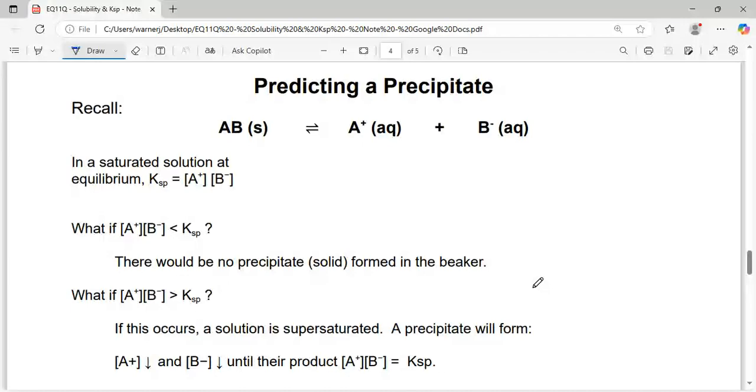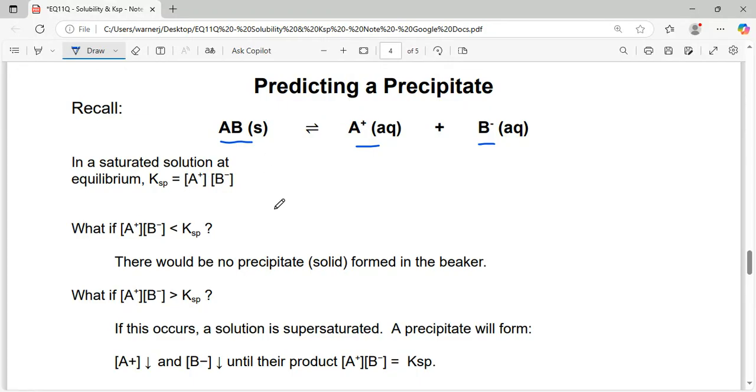Hey folks, this is a lesson on how you predict a precipitate using Q, or reaction quotient, or sometimes we refer to it as our trial ion product. So if you have an equilibrium, like the one shown here, where you have the solid dissociating into its two ions, we know that at equilibrium, when we have a saturated solution, the concentration of A times the concentration of B will equal the KSP. And that happens when you have a saturated solution.